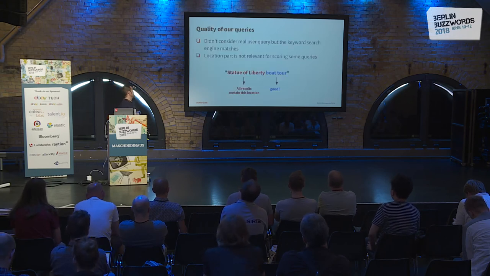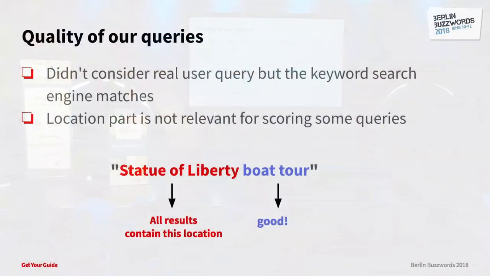Another thing that we learned is the quality of queries. We didn't consider the real user query, but the search keywords that the search engine matches. Let's say that the search engine here is Google. A customer went to Google and typed something like "Eiffel Tower cheap options at night". We didn't get the full thing. We lost some content. We got what Google matches to show our ad. So we got something like "Statue of Liberty ticket" or "skip the line ticket".